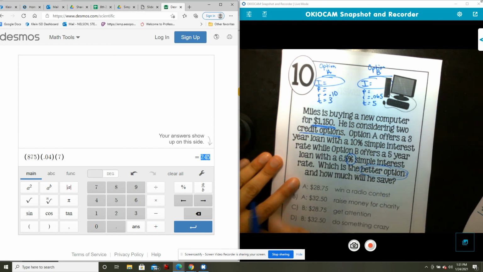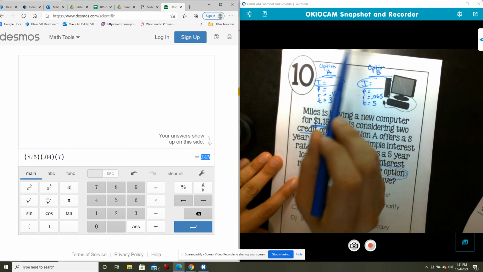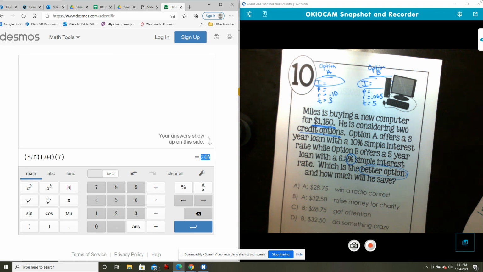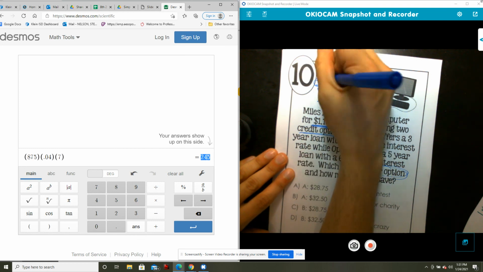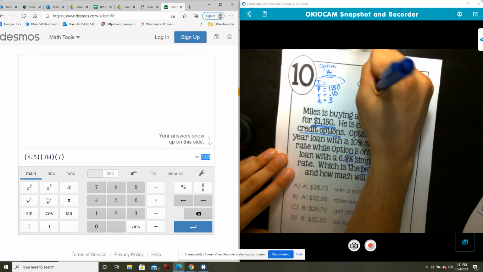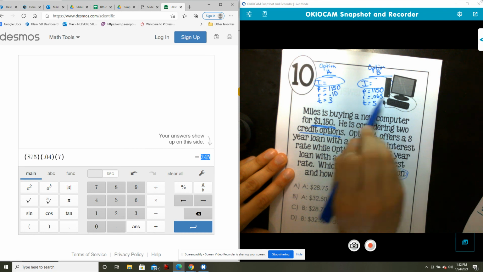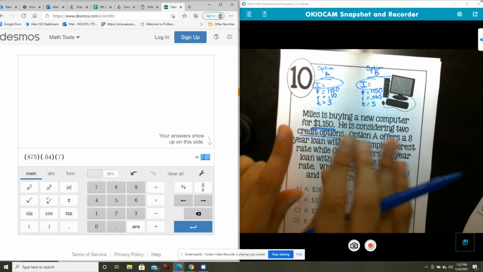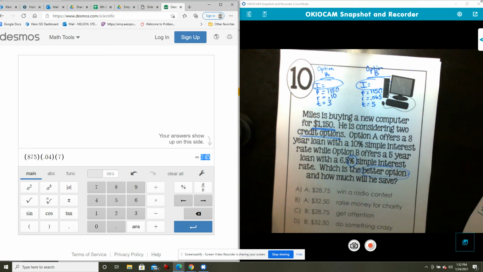How much will he save means you're going to take the difference: take the option with the highest interest and subtract the option with the lowest interest, and that'll be the difference. So definitely find which one has the lowest interest. What is our principal? 1150. Make sure you type this all in the calculator, find the interest, find the difference of how much he's saving, and then whichever option offers you the smallest amount of interest, that's the option you're going to want to go with.